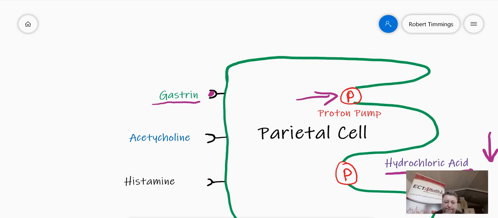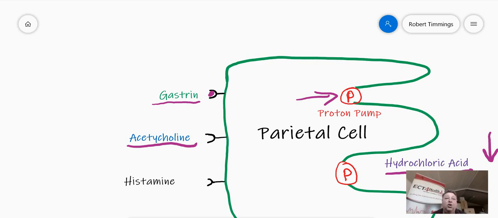That's the first mechanism. The second mechanism is it can be stimulated by your nervous system, and particularly your parasympathetic nervous system is the one that activates your parietal cells. Your parasympathetic nervous system's main branch to the stomach is called the vagus nerve, and it communicates chemically with your stomach cells using this neurotransmitter called acetylcholine. So, anticholinergic drugs would block that.